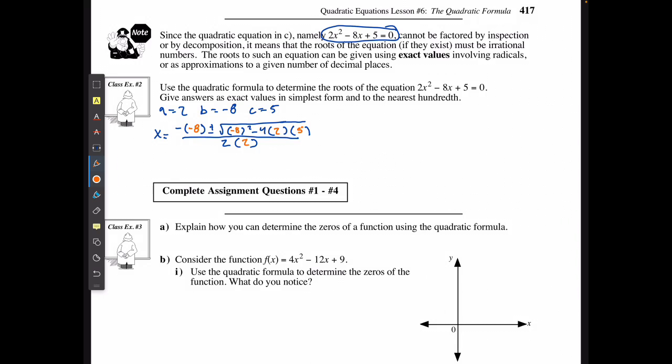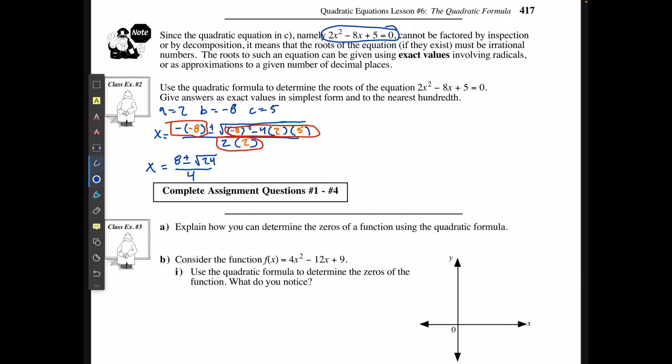Then I'm going to simplify all three of those parts again. I'm going to simplify this, I'm going to simplify what's inside the radical, and I'm going to simplify the denominator. So now I can state that x is equal to negative 8 is positive 8, plus or minus negative 8 squared minus 4 times 2 times 5 is going to leave me with 24, all divided by 4.